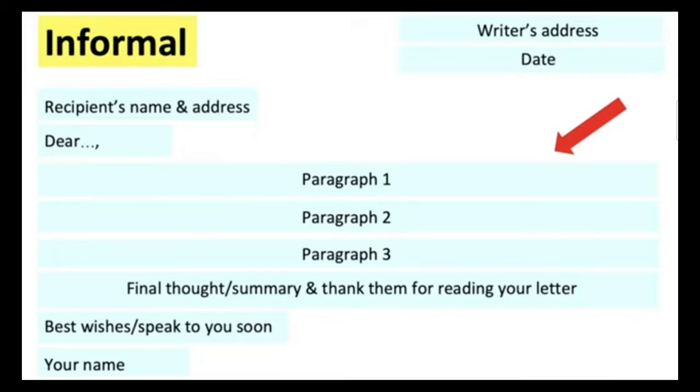To finish off, we write a closing sentence. This can be a final thought or a summary of the points that you made. This is also where you would outline the next steps or any requests. For example, if you're planning to meet your friend or you have requested for them to do something. If there are no further steps to take, then you can just end by thanking them for reading the letter. Finally, we end off with an informal ending and then your name.